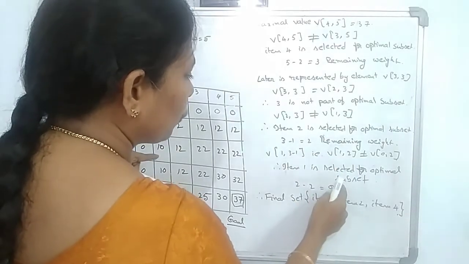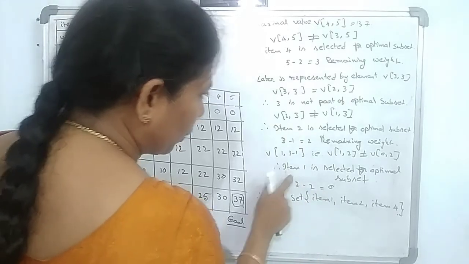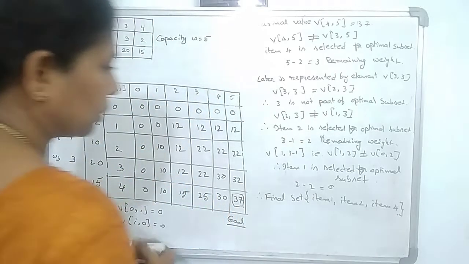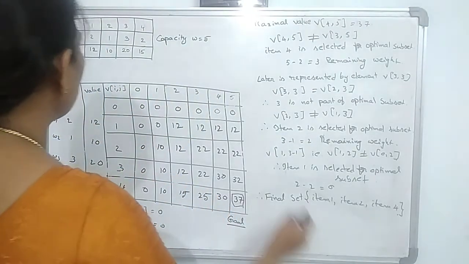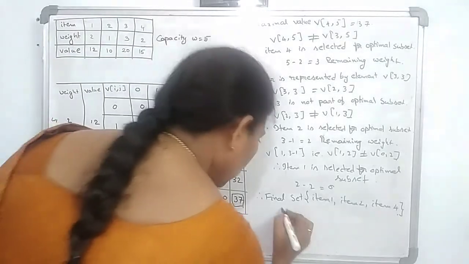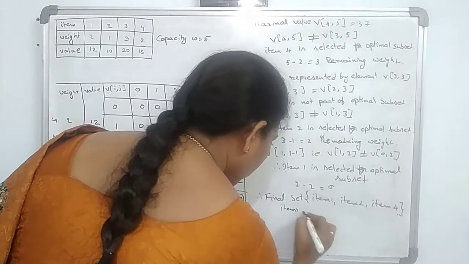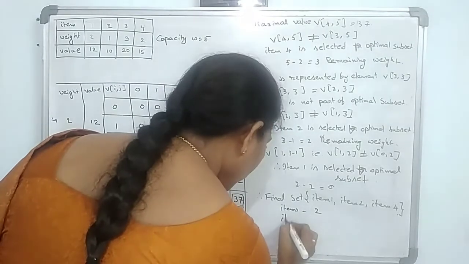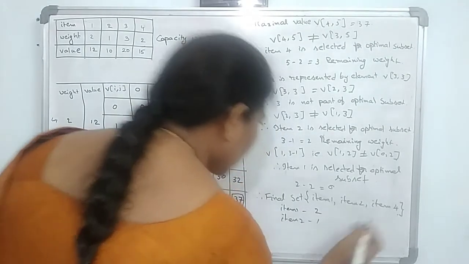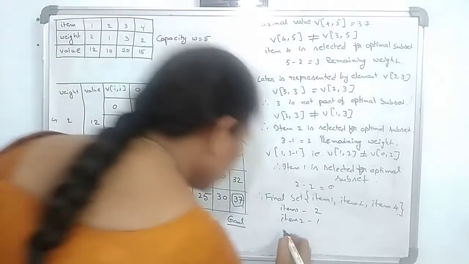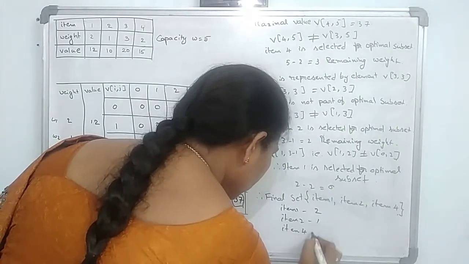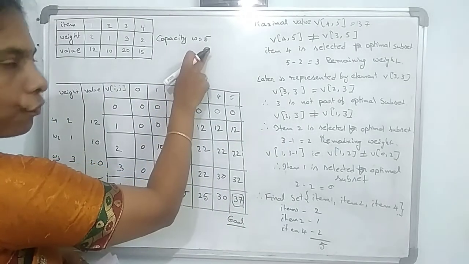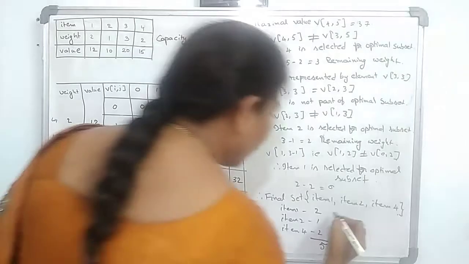So depending on that, what are the items you are selecting? Item 1, item 2 and item 4 are selected. If you are taking the item 1 weight is 2, and item 2 weight is 1, and item 4 weight is 2. So total is 5. Our total capacity is 5. Now you can calculate the total value.